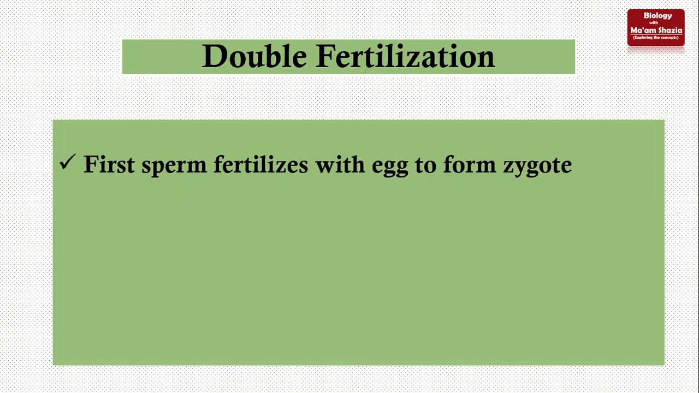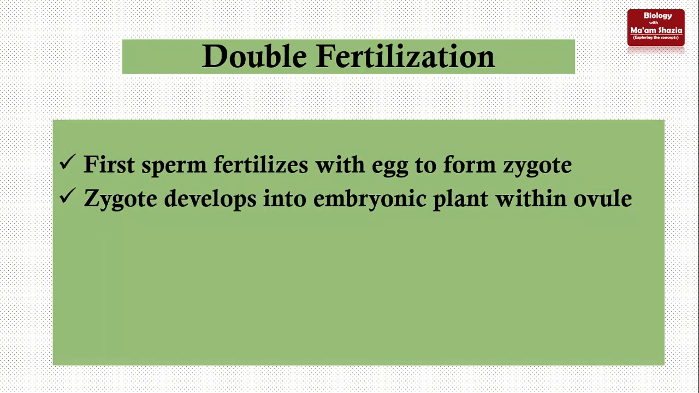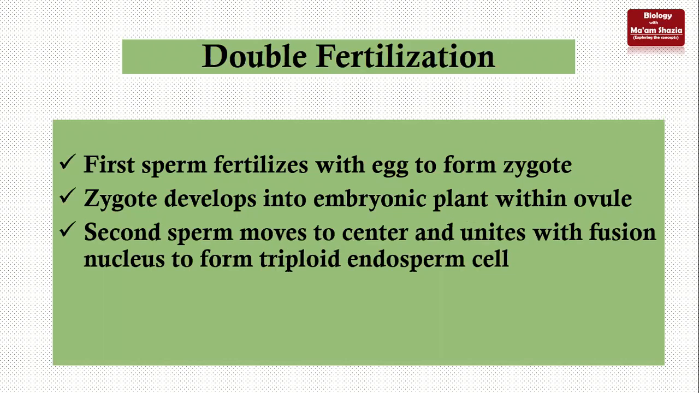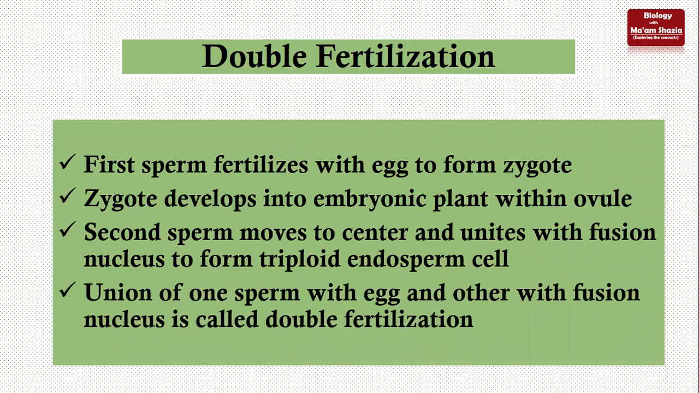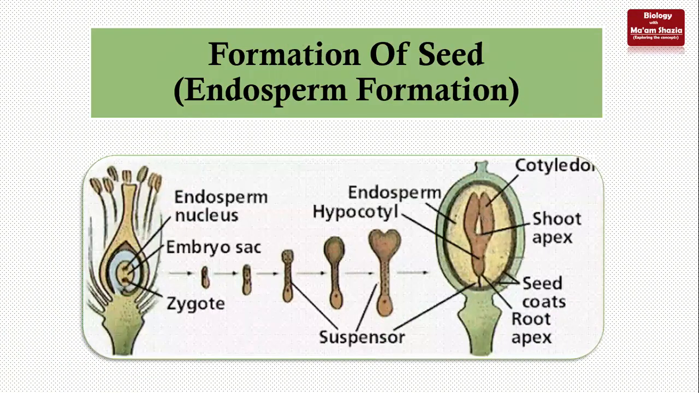Now, the text says one sperm fertilizes the egg, and the zygote develops into the embryonic plant. The second sperm moves to the center and unites with the fusion nucleus to form the triploid endosperm cell. Union of one sperm with the egg, the other with the fusion nucleus is called double fertilization. So we already have discussed this thing. Formation of seed now. This is the zygote and then the embryo sac. Overall, it is the embryo sac. It contains the zygote and the endosperm nucleus, right?